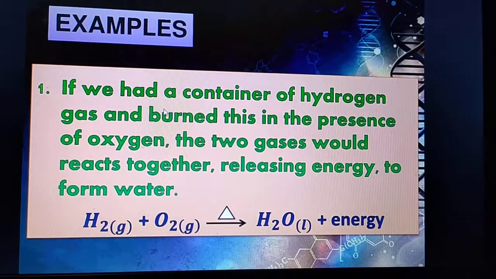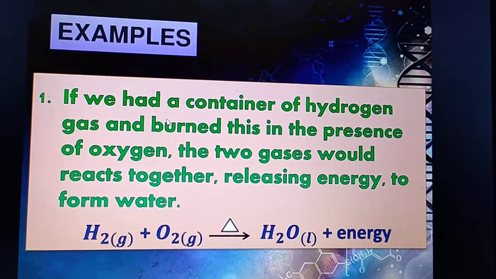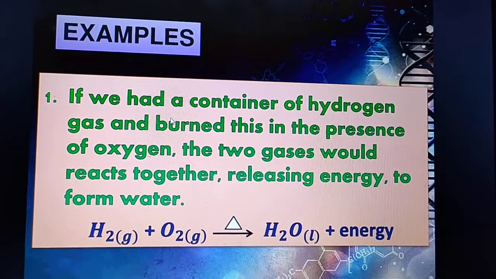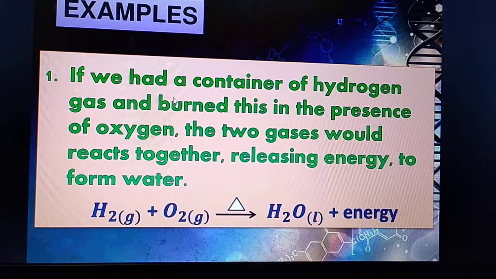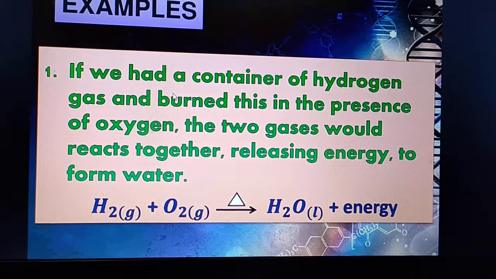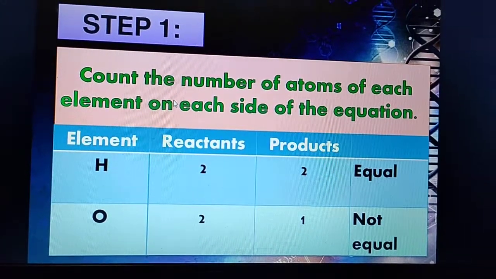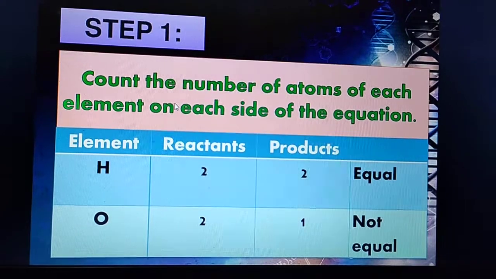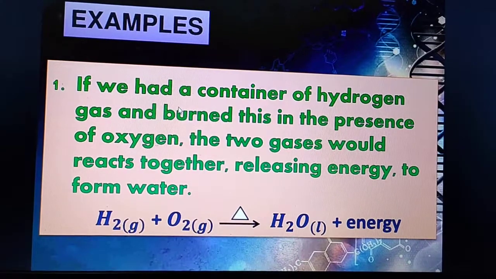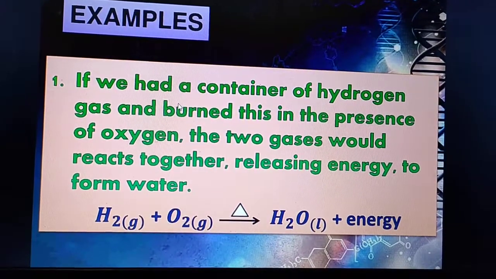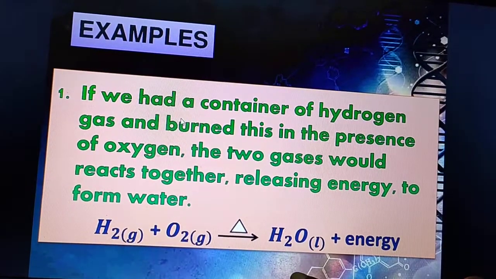Now one example of balancing I'm showing you. H2 plus O2 gives out H2O and energy is released. So if I ask you whether this equation is balanced or not, what will be your answer? So you can see that first of all you have to count the number of atoms of each element on each side of the equation. That is how many atoms are present on the reactant side and product side. So only 2 elements are here, that is hydrogen and oxygen. So 2 atoms of hydrogen on the reactant side, product side also 2 atoms, so equal.